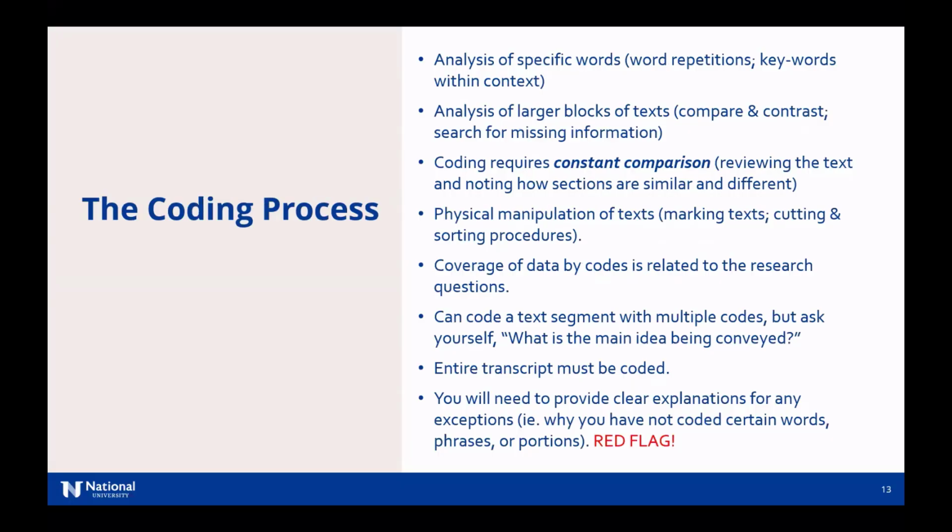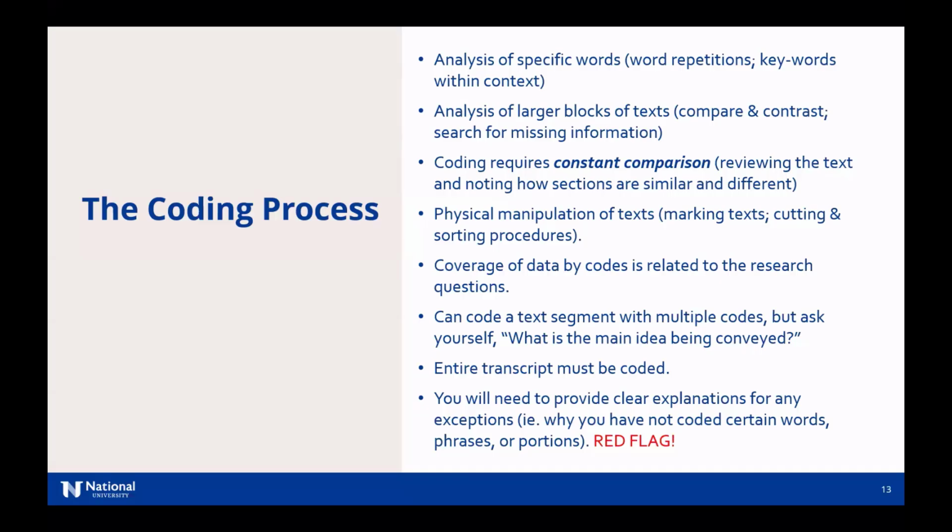So the coding process includes the analysis of specific words, word repetitions, keywords within the context. Also, the analysis of larger blocks of text, so where you compare and contrast and search for missing information. Coding requires constant comparison, which means reviewing the text and noting how sections are similar or different from each other. Then the physical manipulation of the text, which means marking the texts with colors, with specific codes, cutting and pasting, cutting and sorting. The coverage of data by codes is related to the research questions. As I said, all of the findings of the study must be presented in terms of your study's specific research questions.